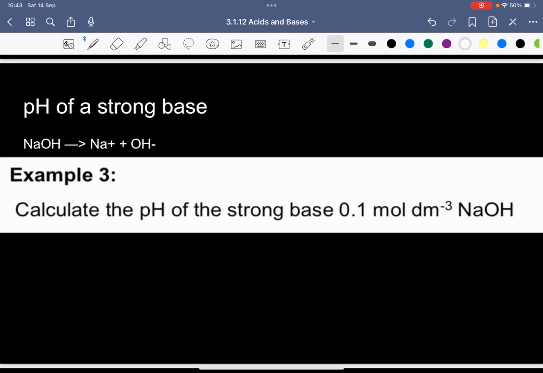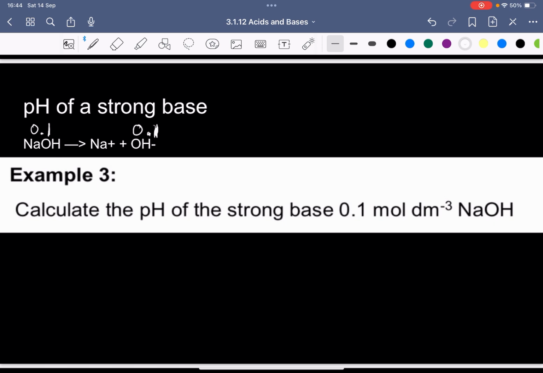Okay, for your exams, you also need to be able to work out the pH of a strong base. So we've been asked to calculate the pH of the strong base, 0.1 moles per decimeter cubed of sodium hydroxide. Now, since sodium hydroxide is a strong base, it dissociates fully. So this means if we have 0.1 moles per decimeter cubed of sodium hydroxide, we're also going to have 0.1 moles per decimeter cubed of hydroxide ions. Okay? This is because it's a 1-to-1 molar ratio.